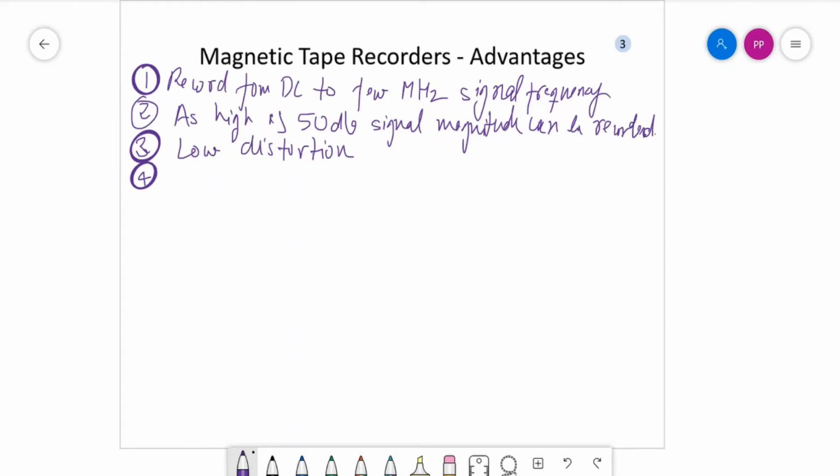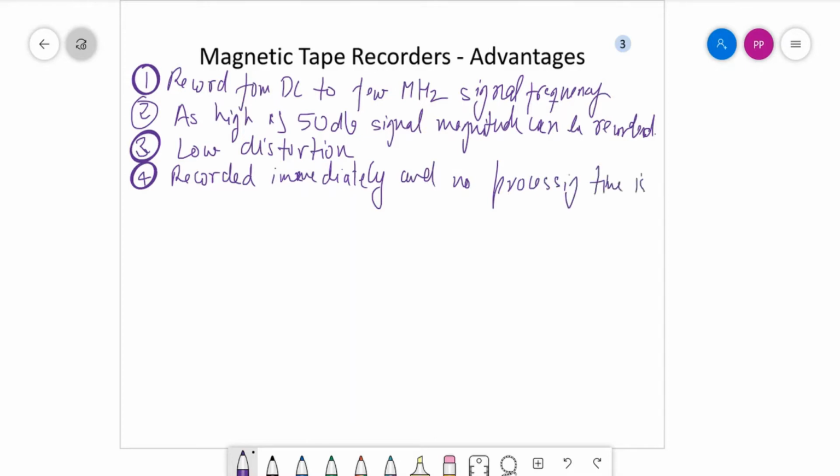The fourth very important advantage is that the signal is recorded immediately, because in most cases we require to process or rip the signal during the process, but here the signal is recorded immediately and no processing time is involved. So this is one very big advantage.